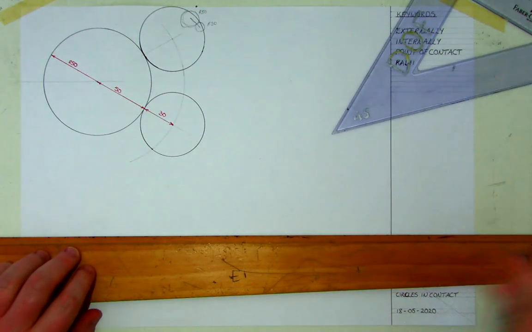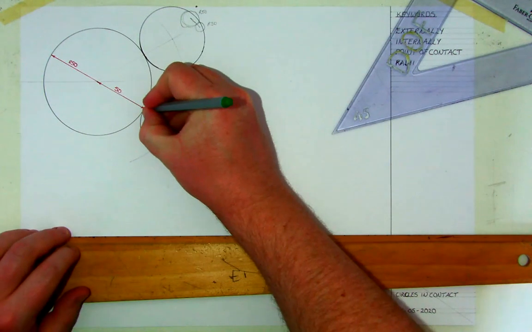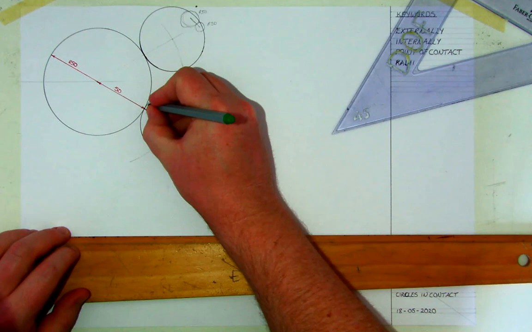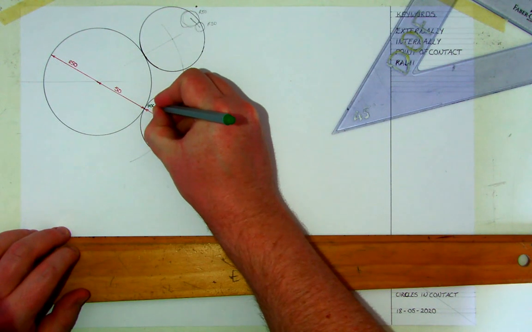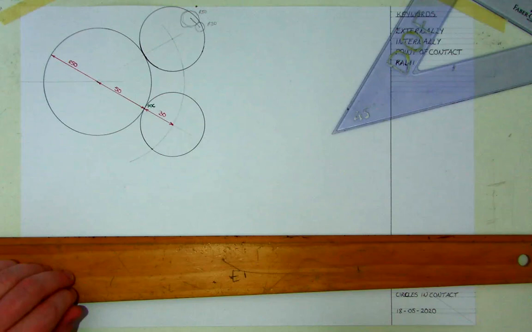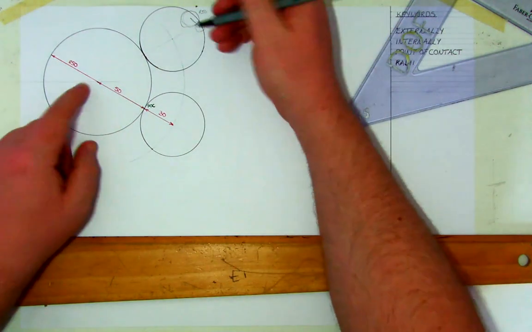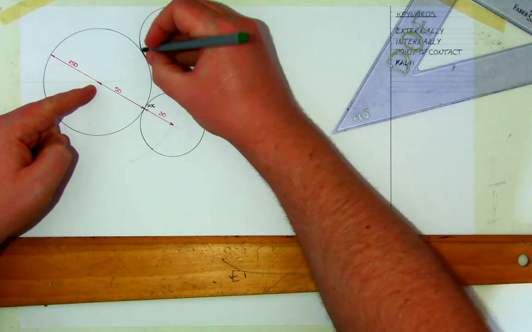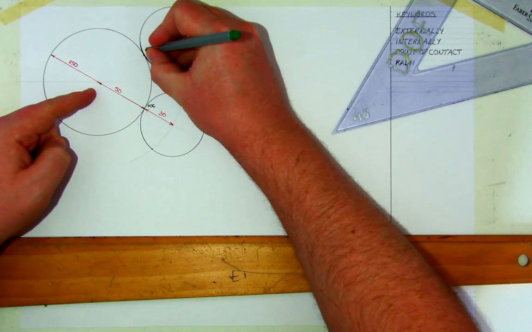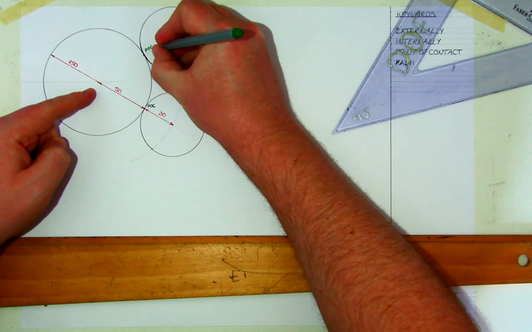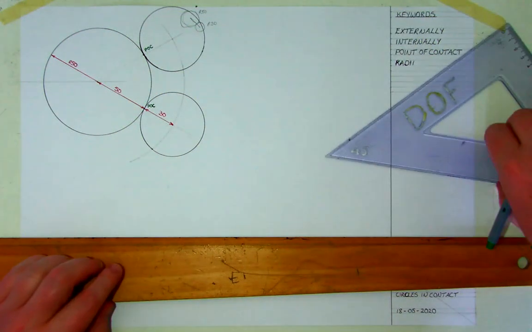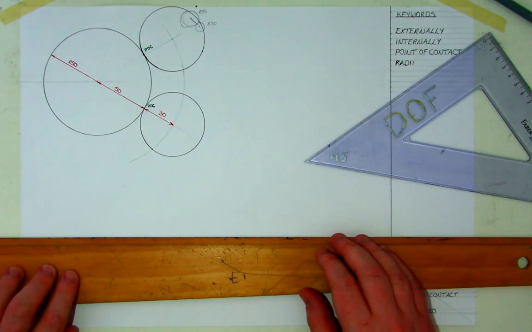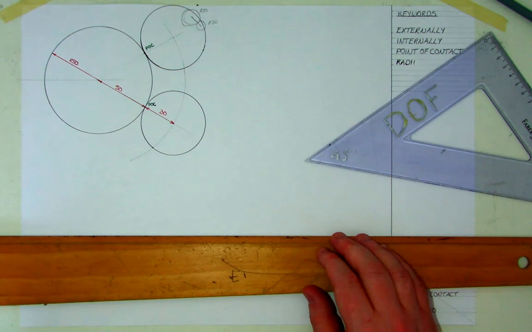Now, we've one more thing to do before we move on. You always label, so if I join the two centres, where they cross through both circles, that there is my POC. You know that from tangents, that's my point of contact. The same here, the point of contact between two circles that are touching externally: join the centres, and where they cross through, there is my POC, my point of contact. That's if they're touching externally.